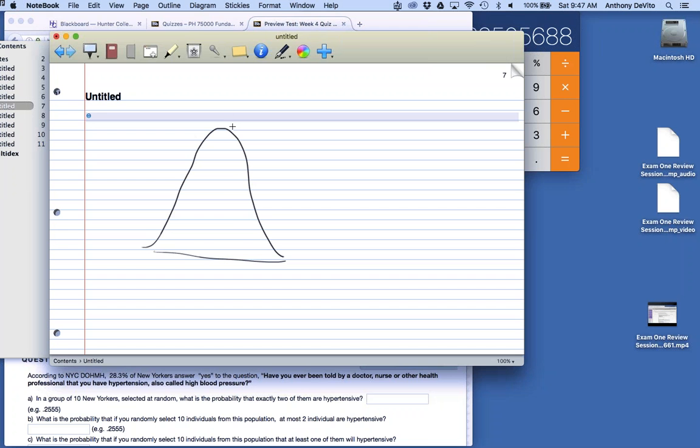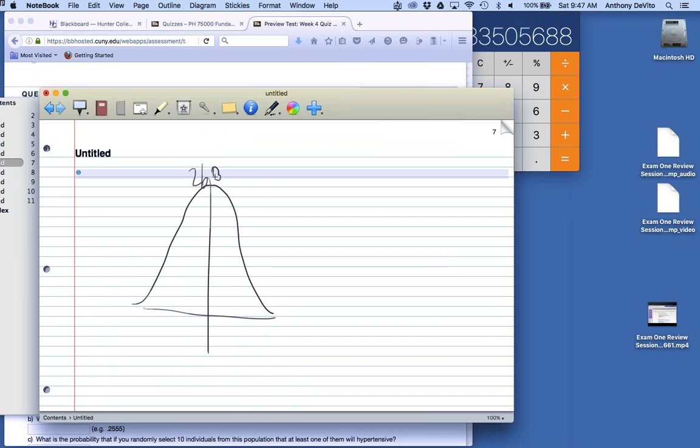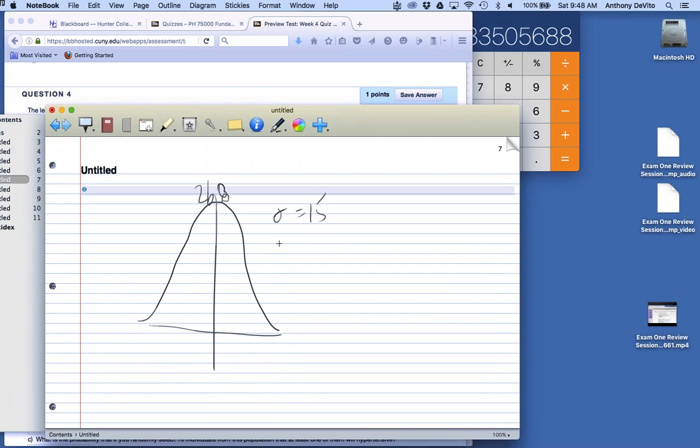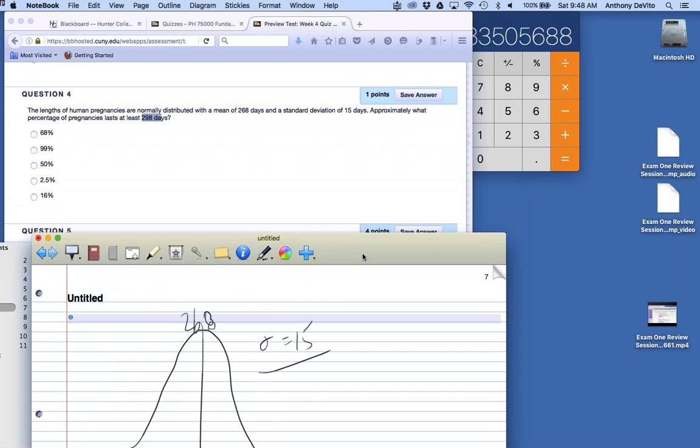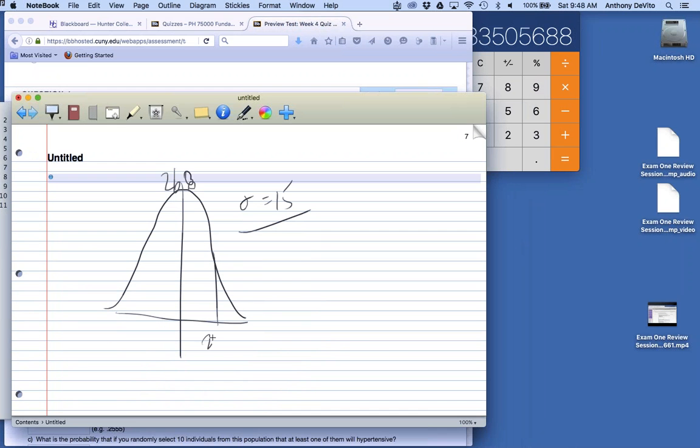So here's our distribution. Our mean was 268, and our standard deviation was 15. Okay, and we want to know what's the percentage of pregnancies that last more than 298 days or longer? My z-score for 298 is going to be equal to x minus mu, 298 minus 268, over 15, which is 30 over 15, which is 2, right? So positive 2 is my z-score. So this is the area I'm interested in here.